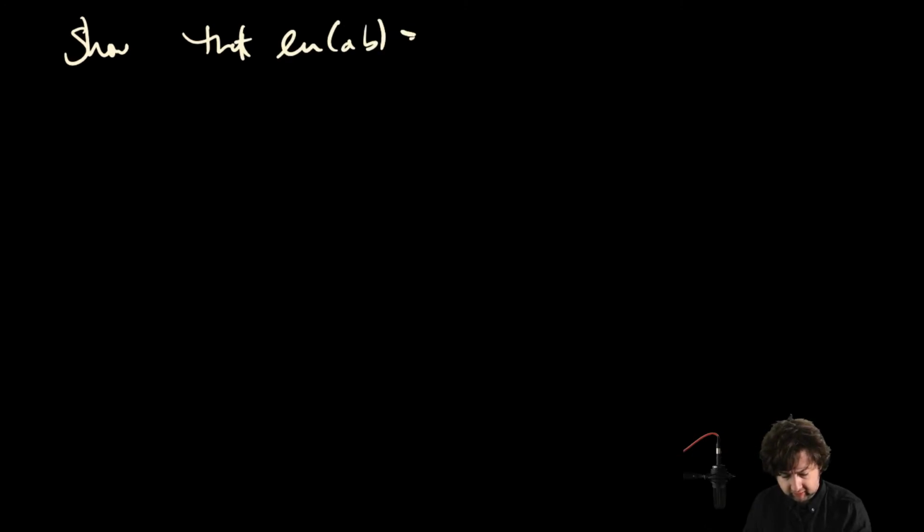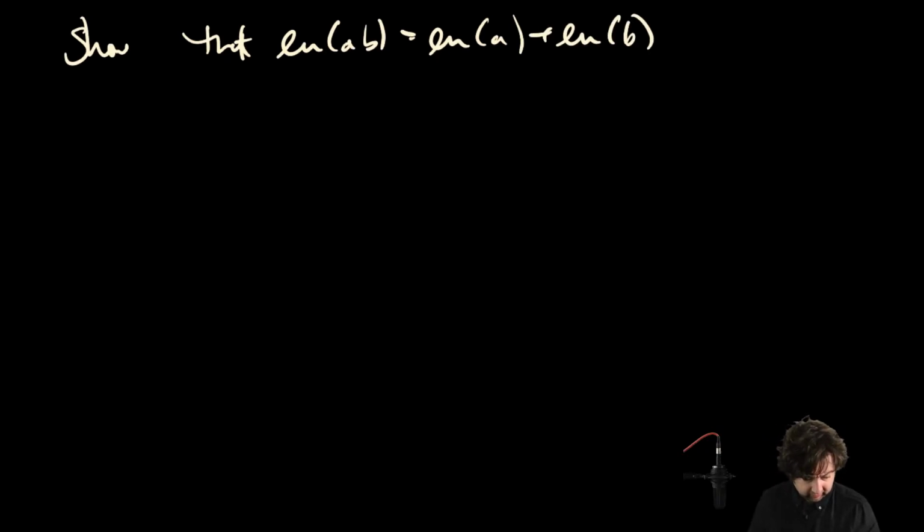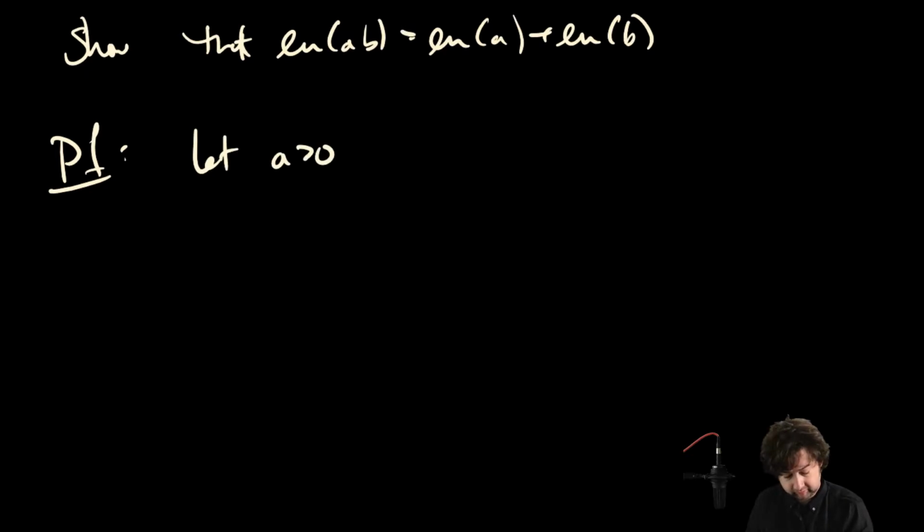So here's property 1. Let's show that the natural log of ab is equal to the natural log of a plus the natural log of b. So the way this goes is you start with the derivative. So let a be a positive number so that this even makes sense. And we're going to look at the natural log of ax.